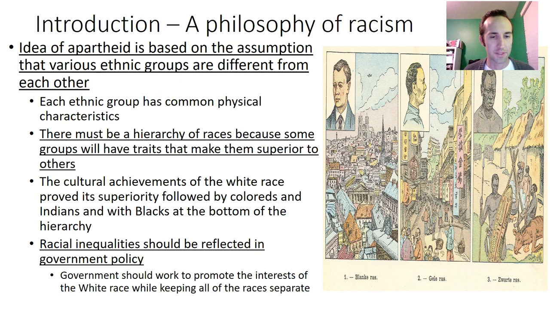So they wanted racial inequalities to be reflected in government policy, and that government should work to promote the interests of the higher races while keeping all these races separate. And so here's a little piece of propaganda from South Africa pushing forward this idea of the development of races and the culture of races. We've got Blancaras, a massive city, Gelaras, a medium city, Zwarteras, a smaller village. And so they're seeing development in these groups, and therefore they're different, and we need to treat them differently.